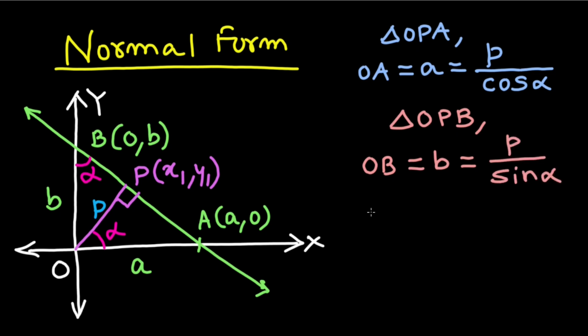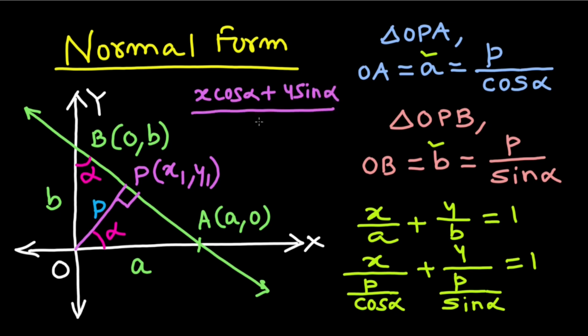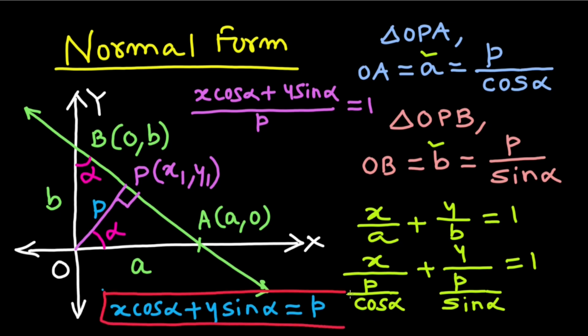Now, by intercept form, we write x upon a plus y upon b equals 1, which by substituting the values is x upon (p by cos alpha) plus y upon (p by sin alpha) equals 1, which gives (x cos alpha plus y sin alpha) by p equals 1, which finally gives x cos alpha plus y sin alpha equals p. So this is the normal form of this line, because here p is the normal from the origin on this line.